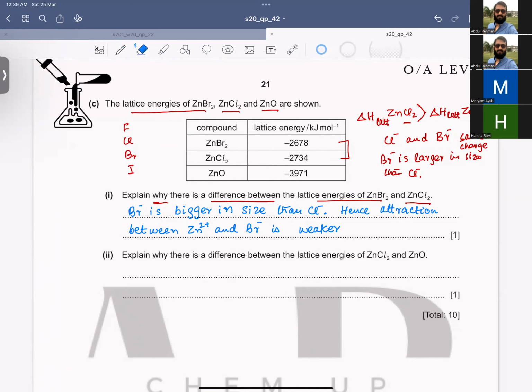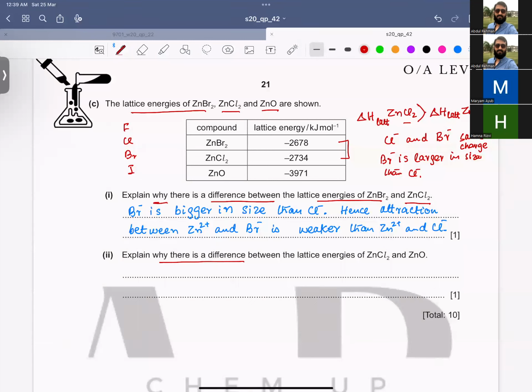Or you may write that weaker than zinc 2 positive and Cl negative, because Cl का size, chloride ion का size छोटा है, smaller है, तो stronger forces of attraction है. Yes, is this clear to everyone? Yes, sir.